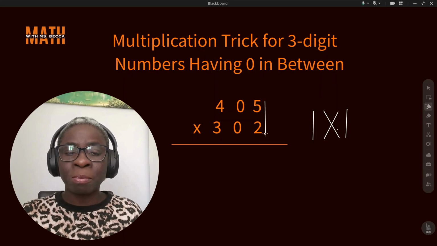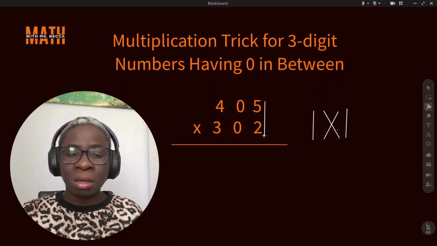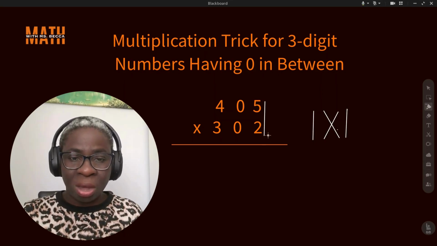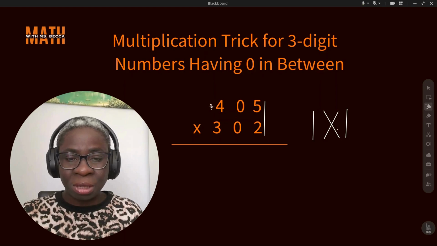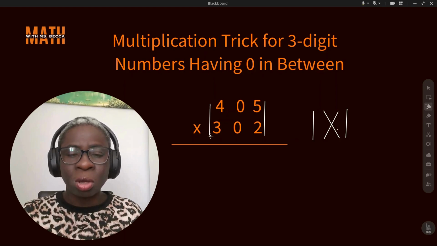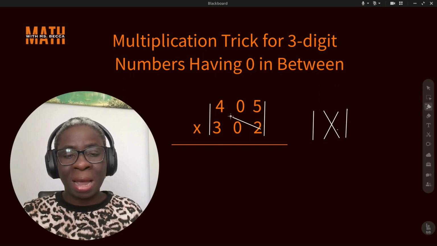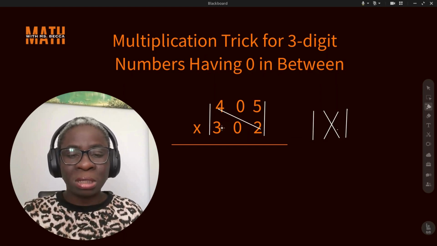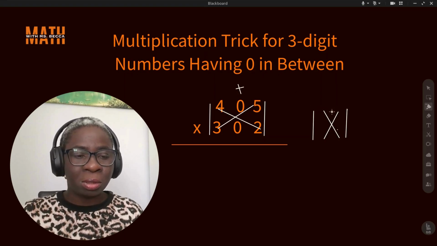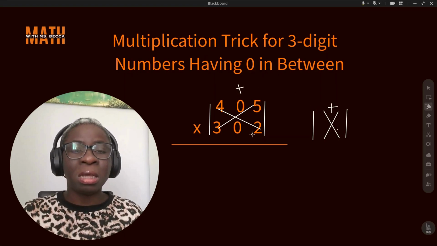We multiply the upper digit by the lower digits, then we multiply the ones on the left-hand side too. Then for the x that is in between, we multiply this one by this, then we multiply this by this, then we add the results in between.